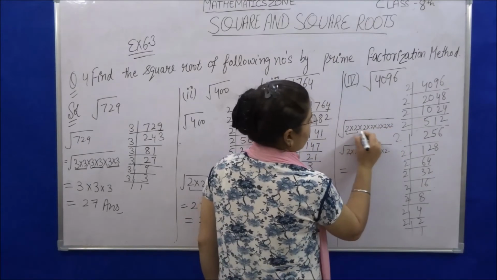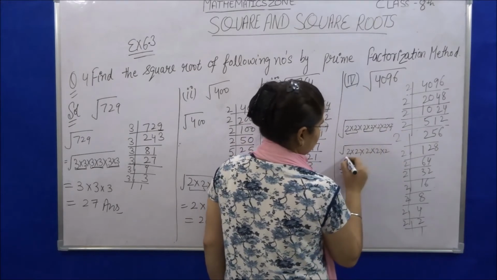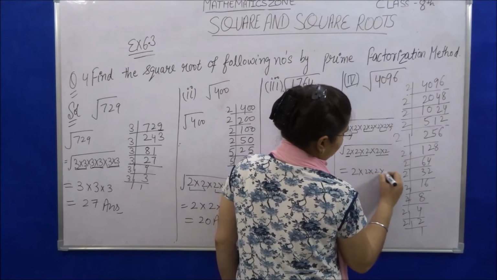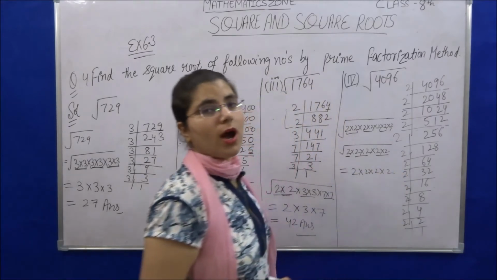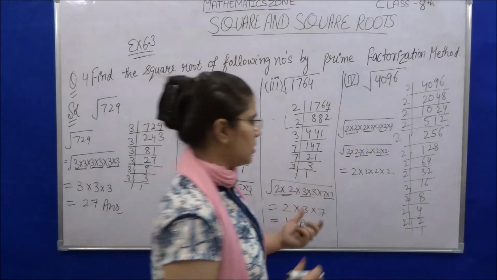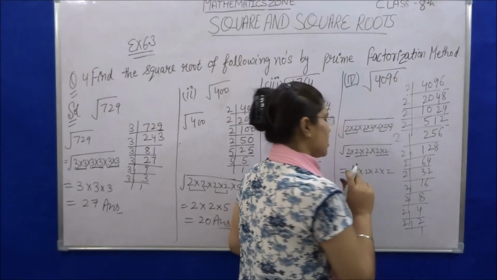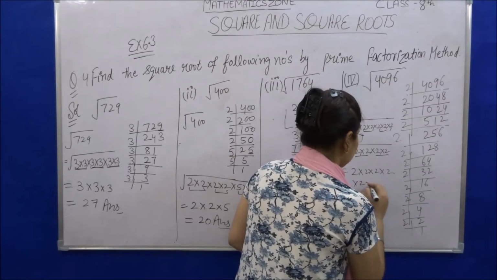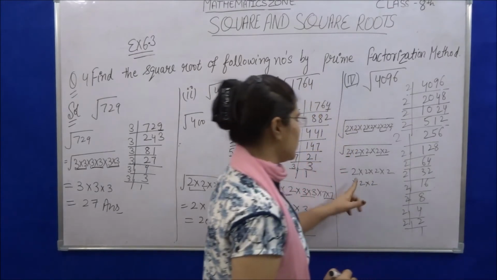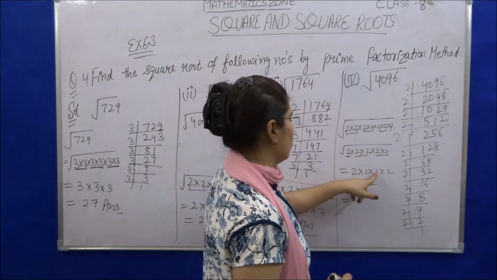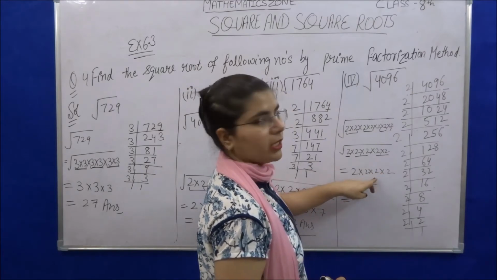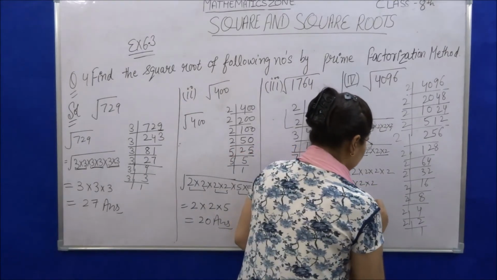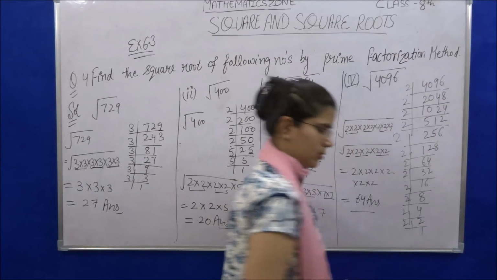So pairing will be there. So 6 times 2 will be taken out because 12 2s are present, so 6 pairs will be possible. So 6 times 2 will be taken out from the square root. Product of these numbers: 2 times 2 is 4, 4 times 2 is 8, then 16, 32, 64. So this is all about our answer.